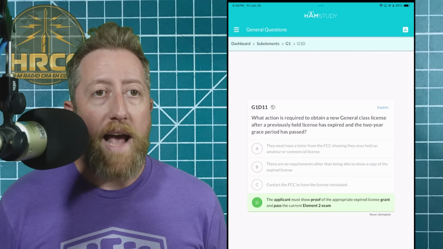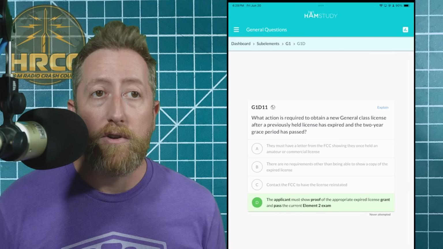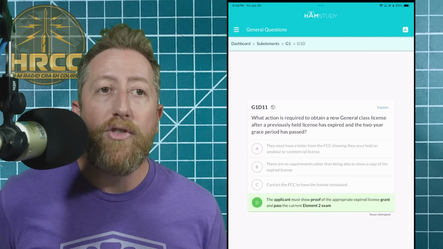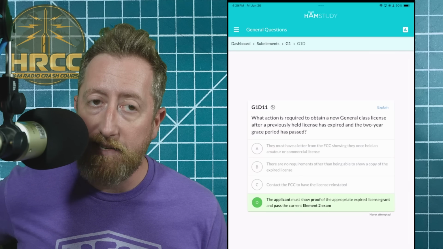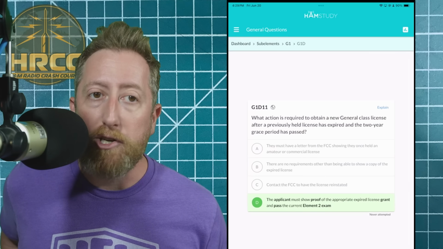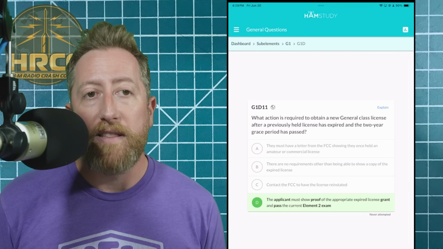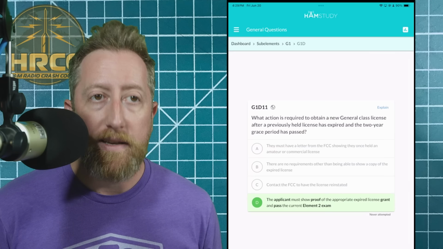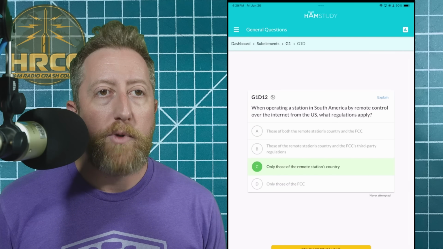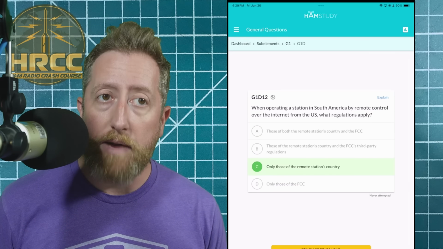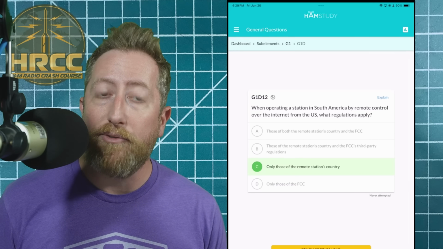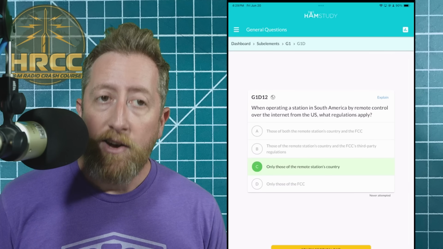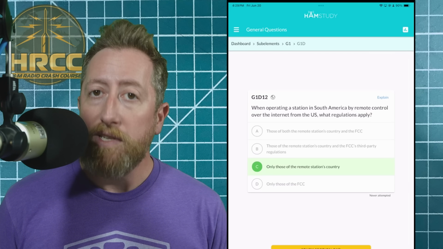Question 11. What action is required to obtain a new general class license after a previously held license has expired and the 2-year grace period has passed? D. The applicant must show proof of the appropriate expired license grant and pass the current Element 2 exam. Question 12. When operating a station in South America by remote control over the internet from the U.S., what regulations apply? And C, only those of the remote station's country.